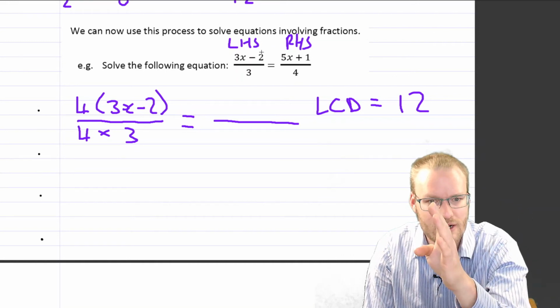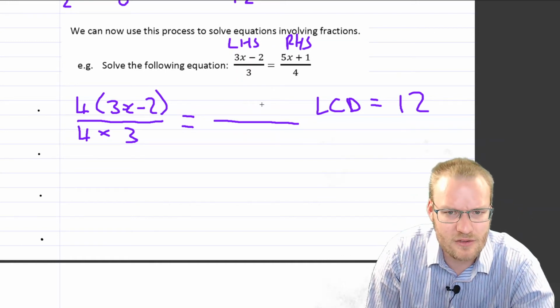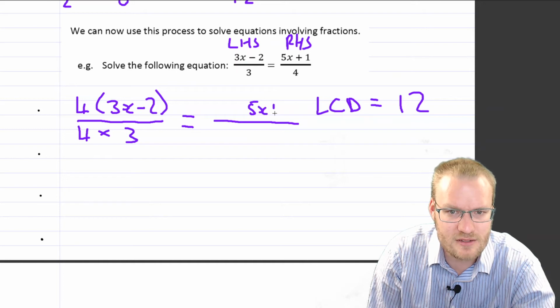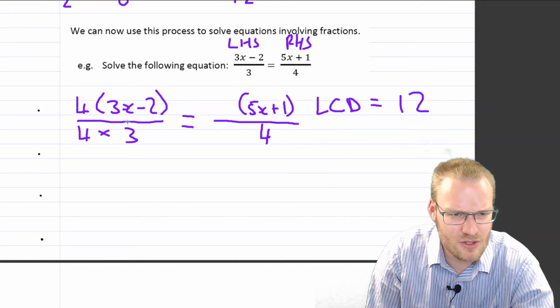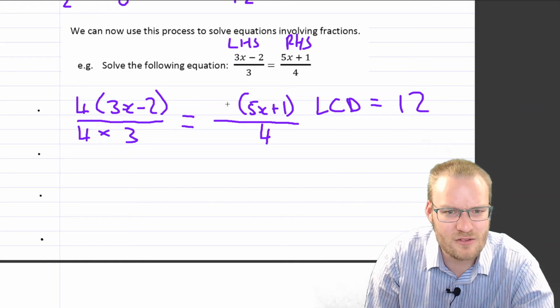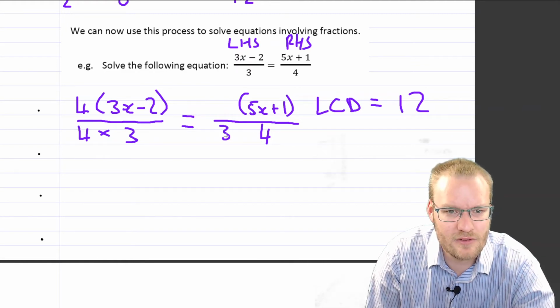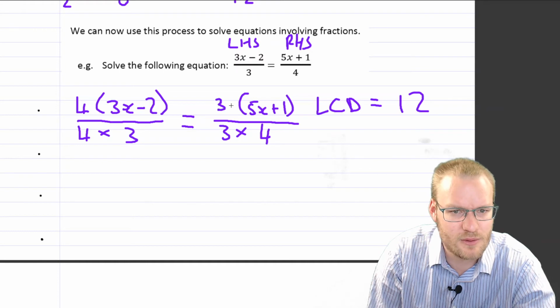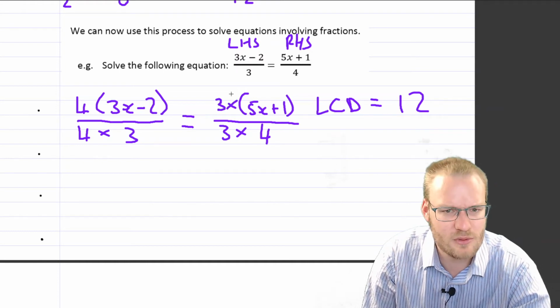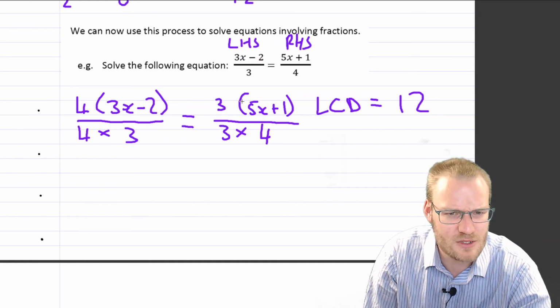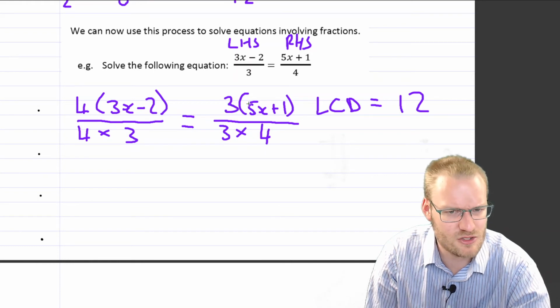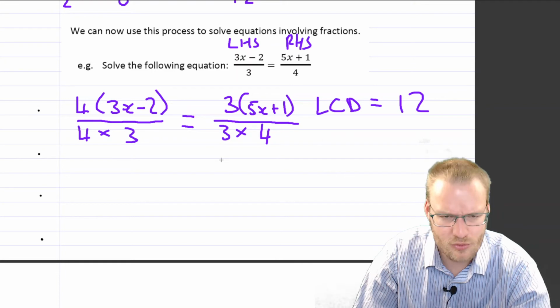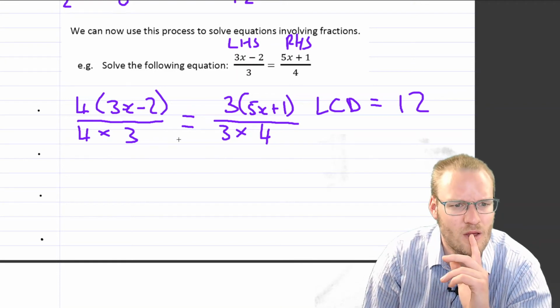Therefore, the right-hand side, well, this was 5x plus 1 over 4. But we want the denominator to be 12. So we're going to multiply this by 3, so we must multiply it by 3 on top as well. We don't normally put the times, we normally just put the 3 next to it, but it does mean 3 times that. Okay, so we're looking good so far.